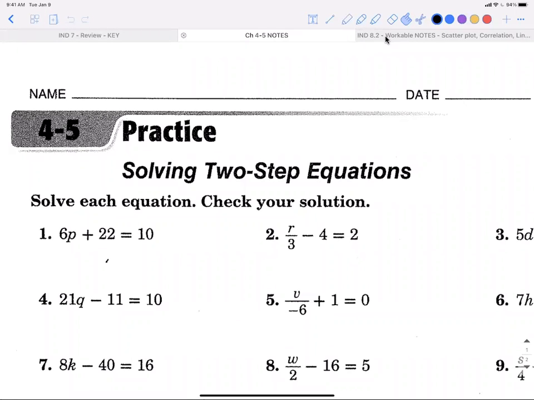All right, chapter 4-5, we're going to take everything that we have learned from the last two sections, which is 4.3 and 4.4, and really even before that when we were simplifying expressions. All of that is culminating, or kind of coming together, for this last section that we're going to do in chapter 4. Okay, so this is going to be solving two-step equations.